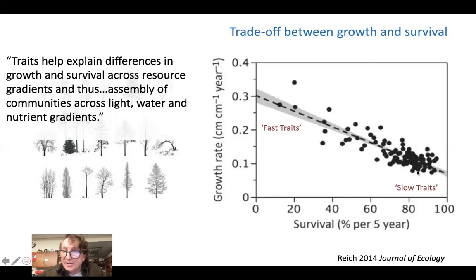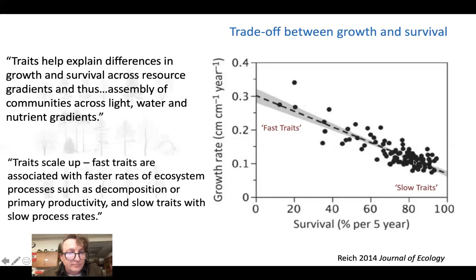And so we can characterize these different life history strategies, fast strategies and slow strategies, by measuring traits. So the traits enable us to identify the different types of strategies that we find within a population, within a community, and within an ecosystem, okay? So here's a quote to pull out. Traits help explain differences in growth and survival across resource gradients, and thus the assembly of communities across light, water, and nutrient gradients.